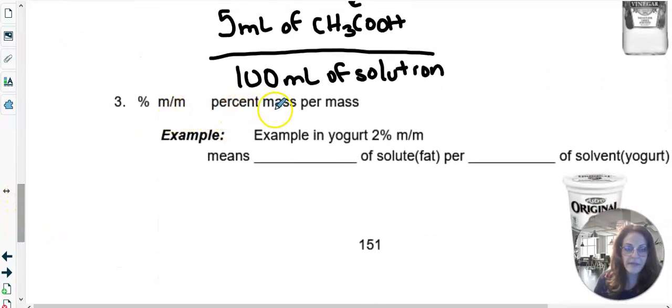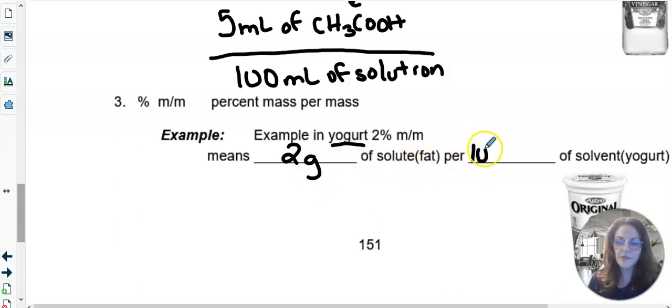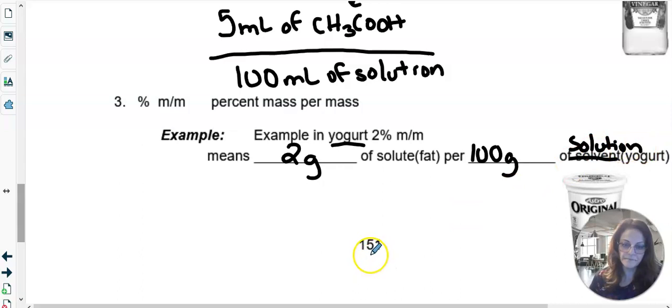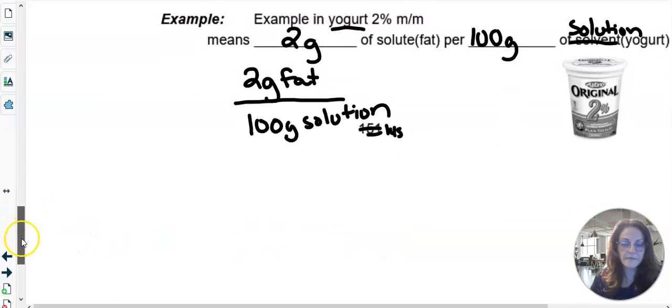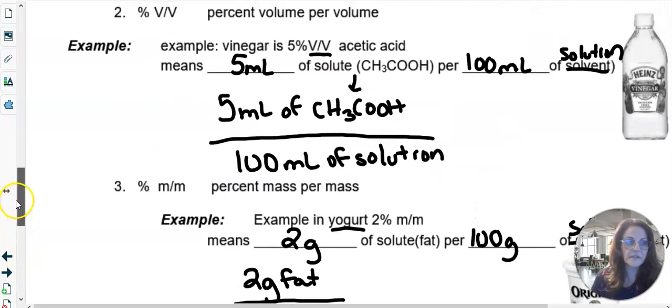Lastly, 3% m/m. I want you to think for a second, like in yogurt or in milk, 2% milk or 2% yogurt, m/m. Means what? Especially for yogurt. 2 grams of solute, in this situation it's fat, per 100 grams of solution. I think this is page 145. And again, we're going to write it. So that means that's 2 grams of fat over 100 grams of solution. Good. So once you have this, then you can solve problems easily.